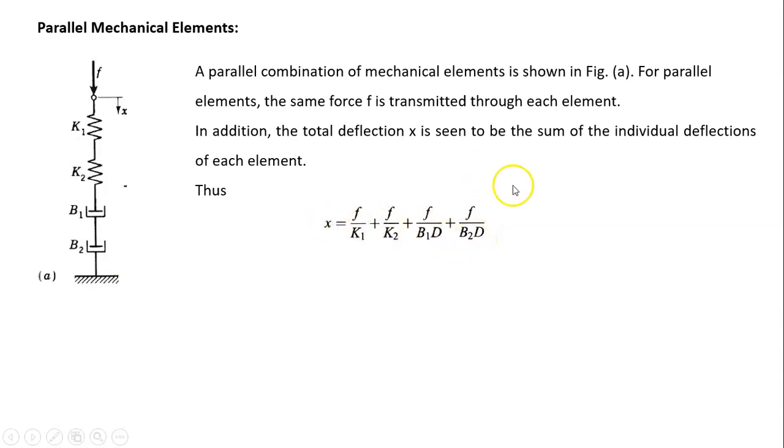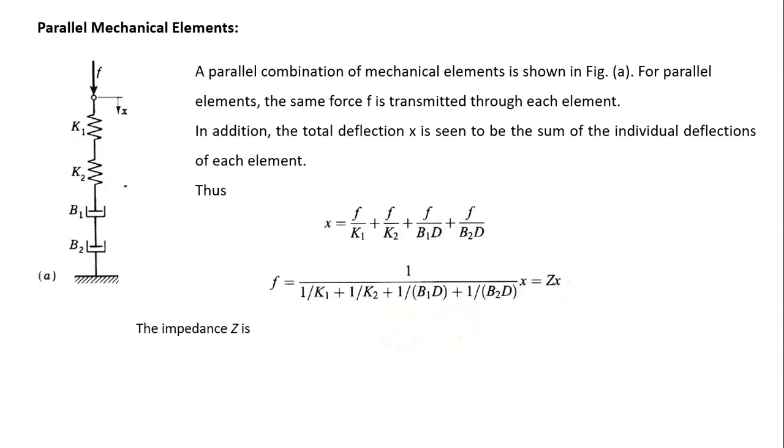Therefore, we can write this equation in terms of F and x. Therefore, F is equal to 1 divided by 1 upon K1 plus 1 upon K2 plus 1 upon B1D plus 1 upon B2D, into x, which is equal to Zx. Therefore, the total impedance Z is given by Z is equal to 1 divided by 1 upon K1 plus 1 upon K2 plus 1 upon B1D plus 1 upon B2D.